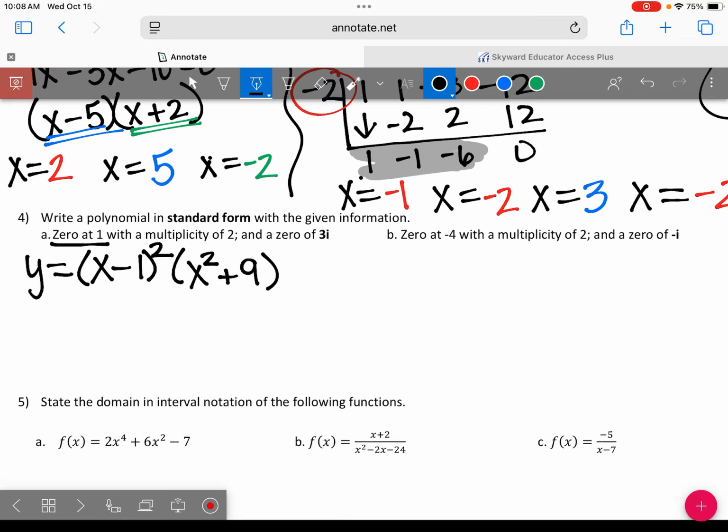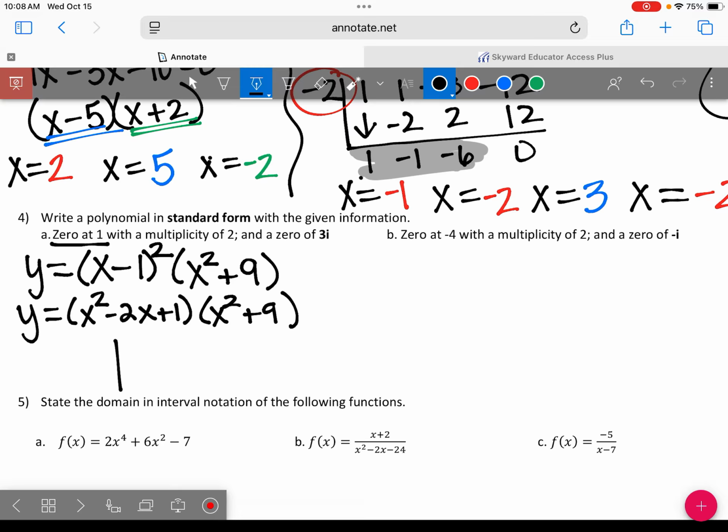Okay, now you have to make a box to multiply this out, and I know you don't have a lot of space, so you may have to do it on a separate sheet. You have to take x minus 1 times x minus 1. I know how to do it without making a box, but I just want to make sure you all don't forget that. When you multiply x minus 1 times x minus 1, you get x squared minus 2x plus 1. And I'm going to multiply that by x squared plus 9.